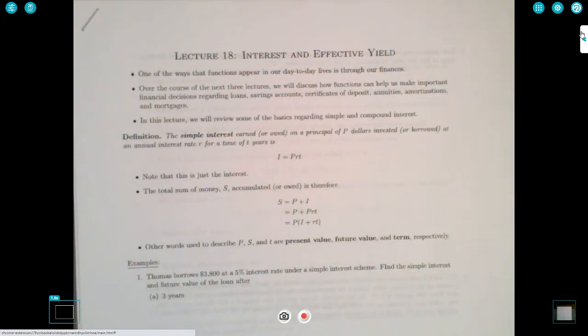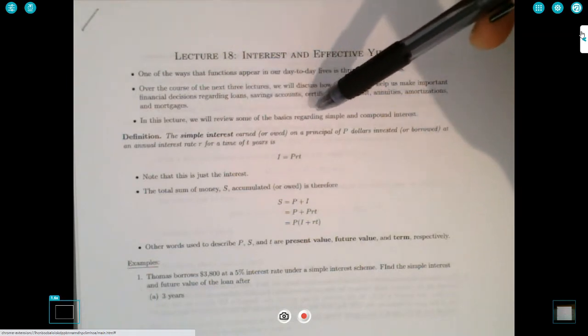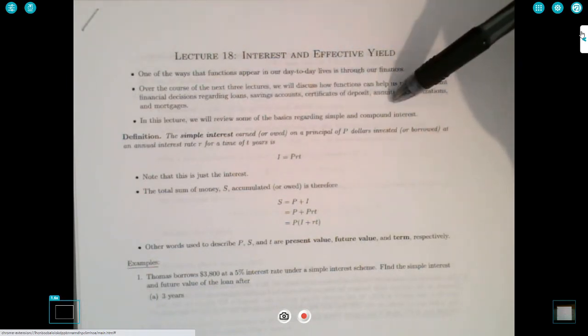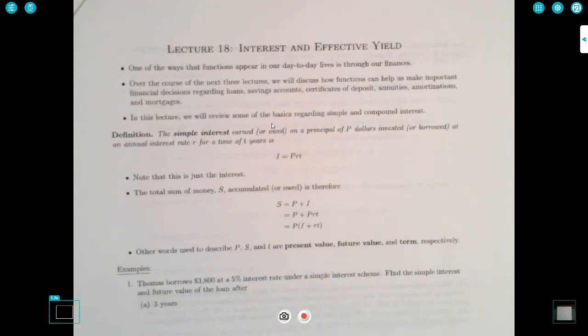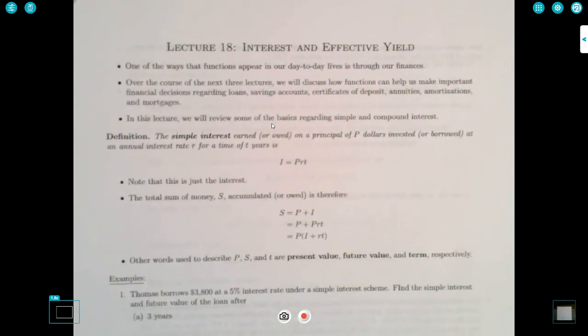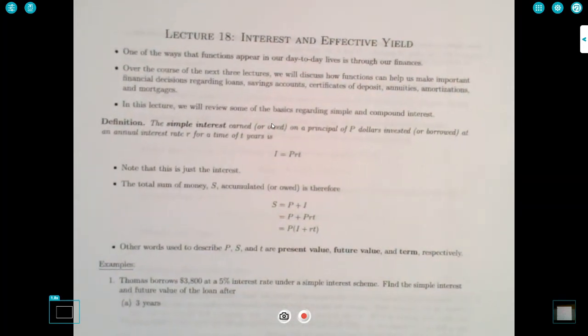personal finance, right? And so what we're going to do is talk about functions and how they apply to your finances. Okay, so we're going to talk about interest, annuities, loan amortizations, and all kinds of good stuff. In this lecture, we'll review some of the basics regarding simple and compound interest, and there might not be a lot of new information here, especially if you did algebra in high school and that stuff is still relatively fresh in your brain.